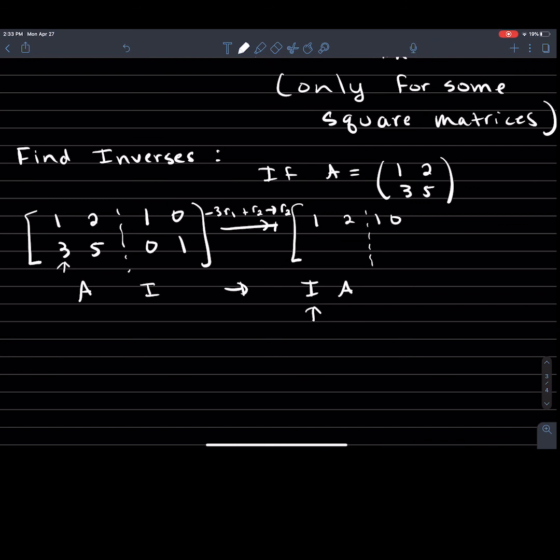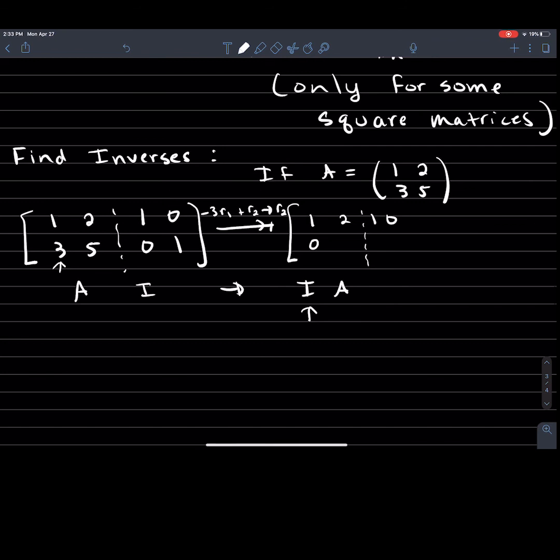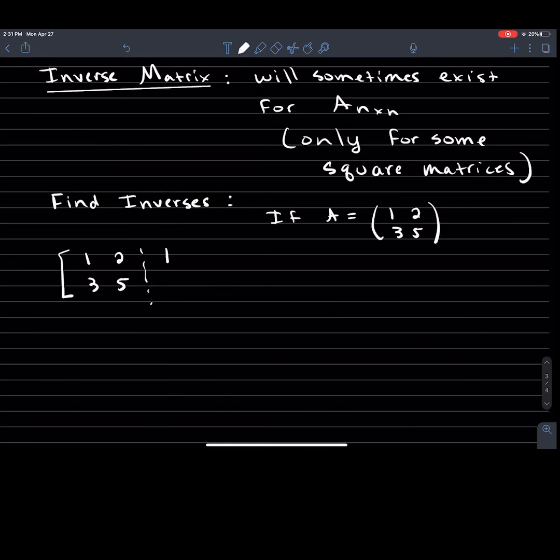You can drop it. So going to get a 0 there because it's minus 3 plus 3 is 0. Minus 3 times 2 is minus 6. Plus 5 is minus 1. And you have to continue it over here. Minus 3 times 1 plus 0 is minus 3. 1, 0, 0, 1.